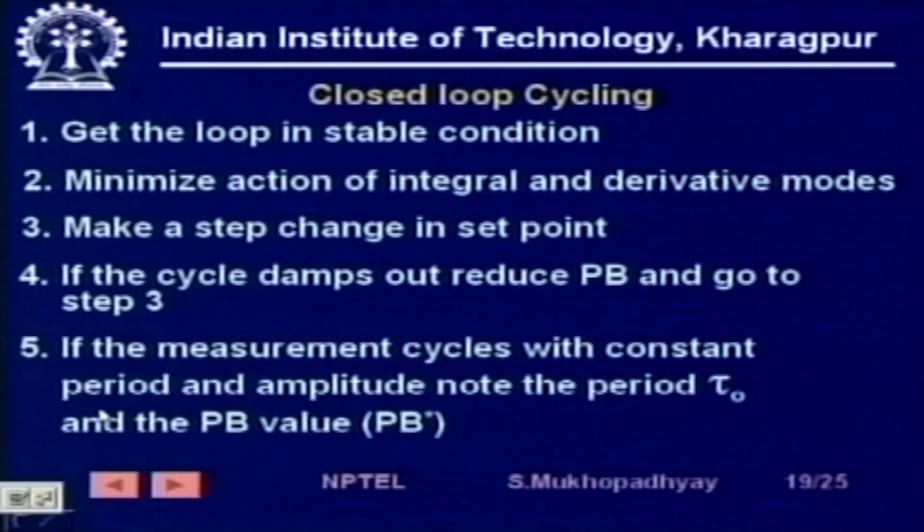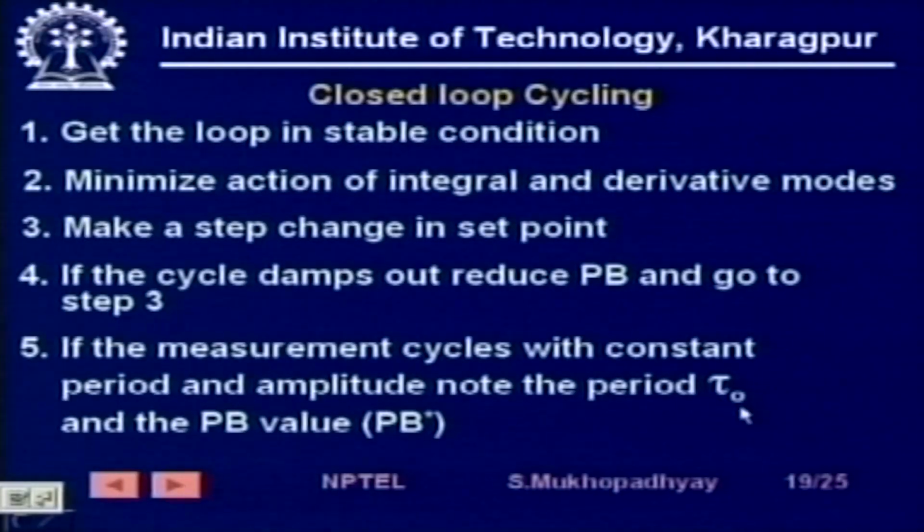If the measurement cycles with constant period and amplitude, note this period tau and the PB value, that is the gain which has made the plant oscillate. This is called the ultimate gain, right? So now you have got two values. One is this PB star, which is the ultimate gain, and another is the period tau naught.